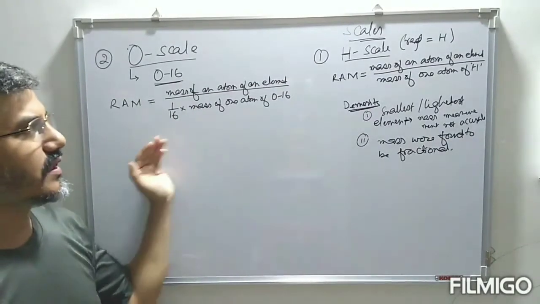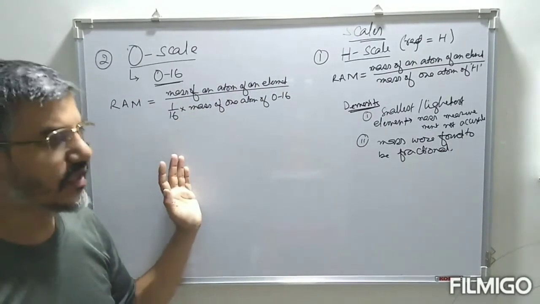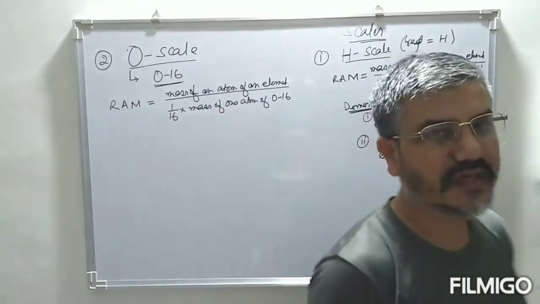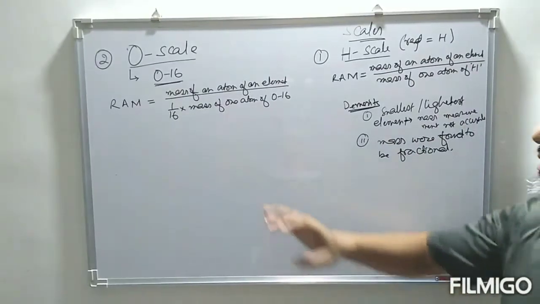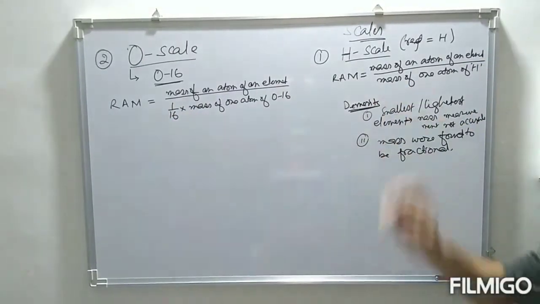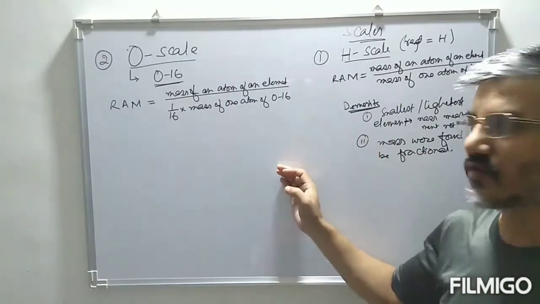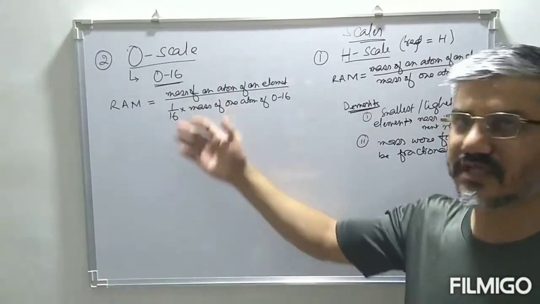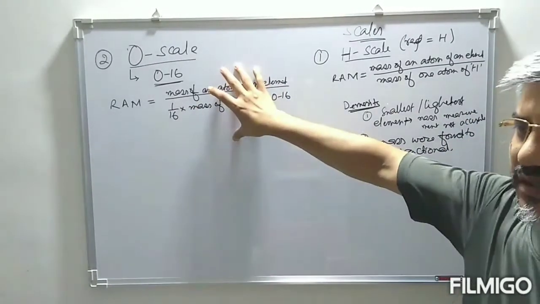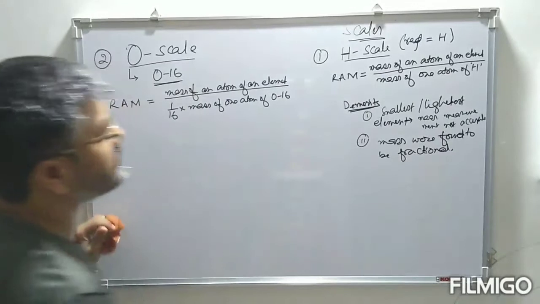Second, oxygen being more reactive than hydrogen, it's very easy to obtain these elements in oxide form rather than hydride form, because most of the elements cannot combine with hydrogen to give you hydrides. Whereas oxygen being very reactive, most of the elements present in the periodic table can easily react with oxygen to give you oxides. So it's very easy to obtain oxides rather than hydrides. So this was the oxygen scale.